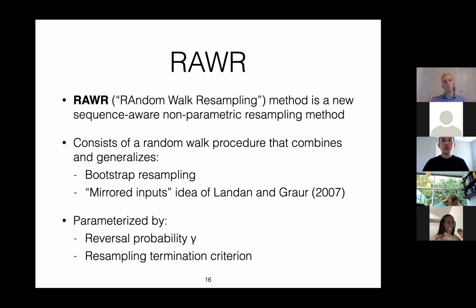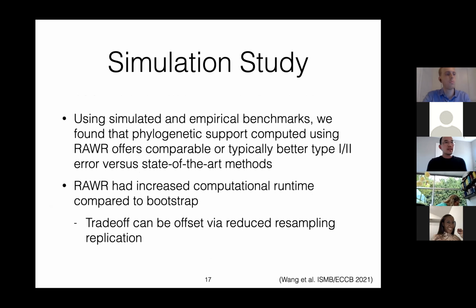And so this new resampling method is nice in a few ways. First off, it has this nice, simple non-parametric nature, like some of these other methods, like heads or tails. It also preserves the sequential nature of data, unlike with Bootstrap resampling. And so to sum up, what we ended up with was this procedure that really synthesizes and generalizes ideas from the Bootstrap as well as the mirrored inputs idea of the heads or tails method. And it's parameterized by a few different things, including the reversal probability gamma, as well as the termination criteria for the resampling itself.